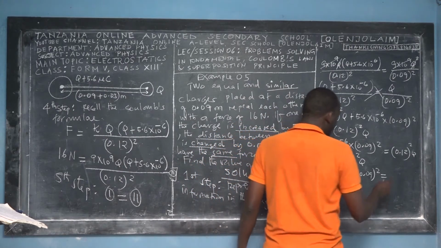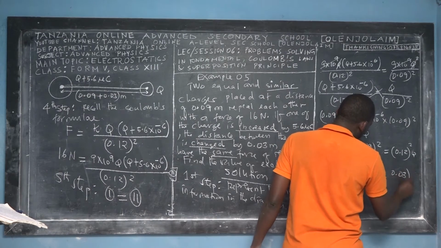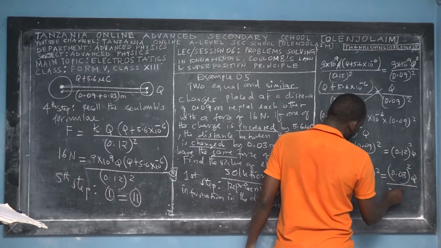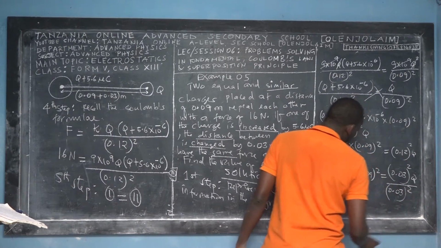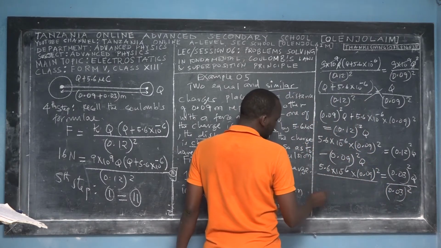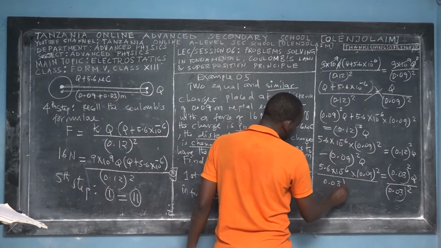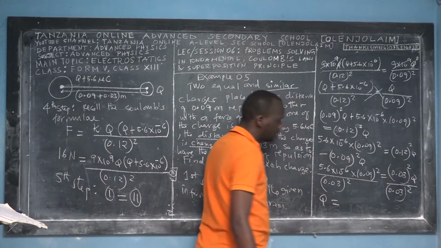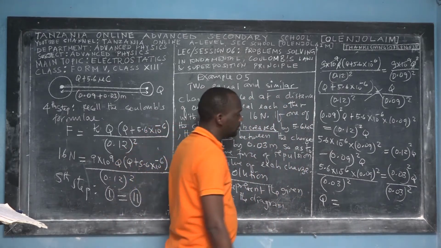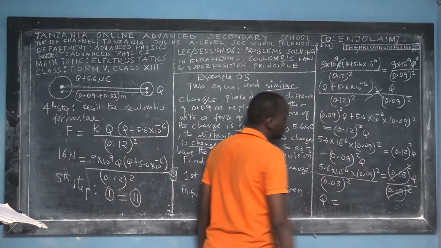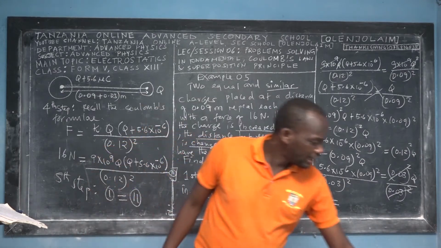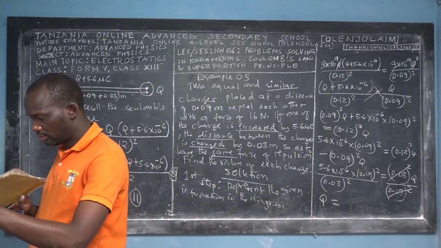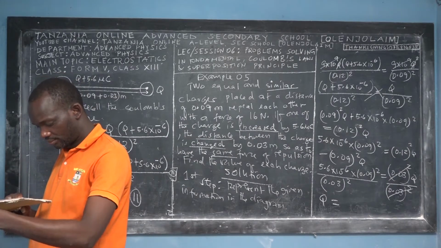So half of 0.03 squared q. You have divided by 0.03 squared, and this one you have divided by 0.03 squared. So then we get the magnitude of q. You have to use your scientific calculator. This one and this one cancel, so then it is just a matter of computation. It's a very simple part, the simplest part for advanced students.